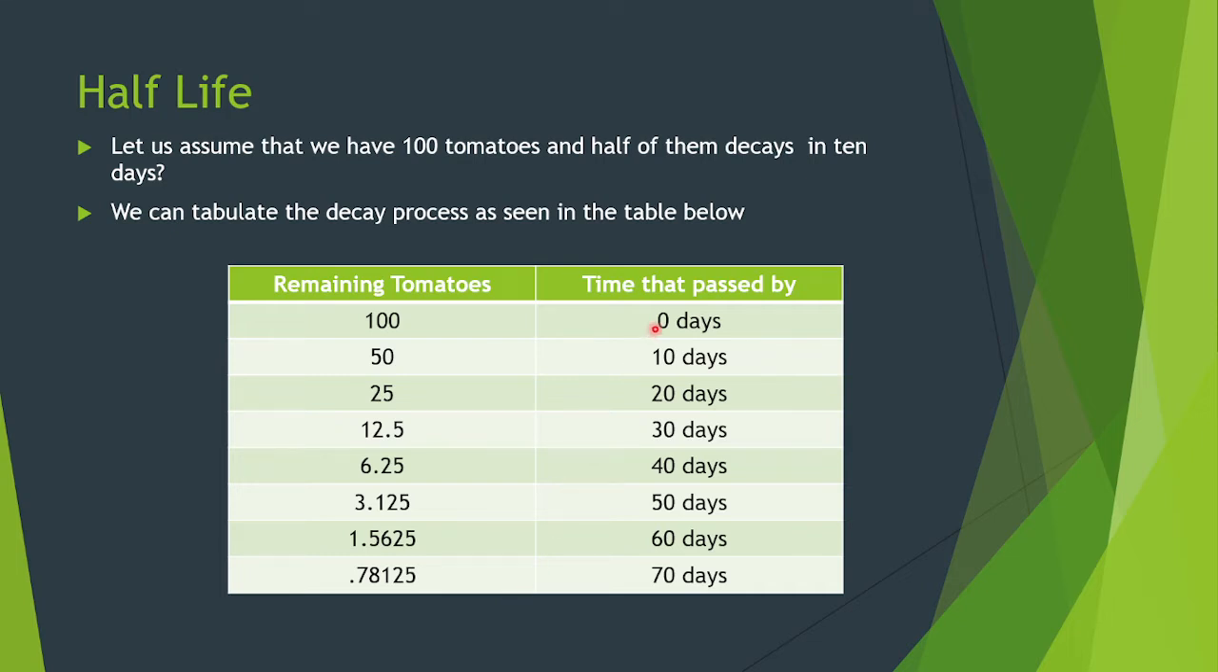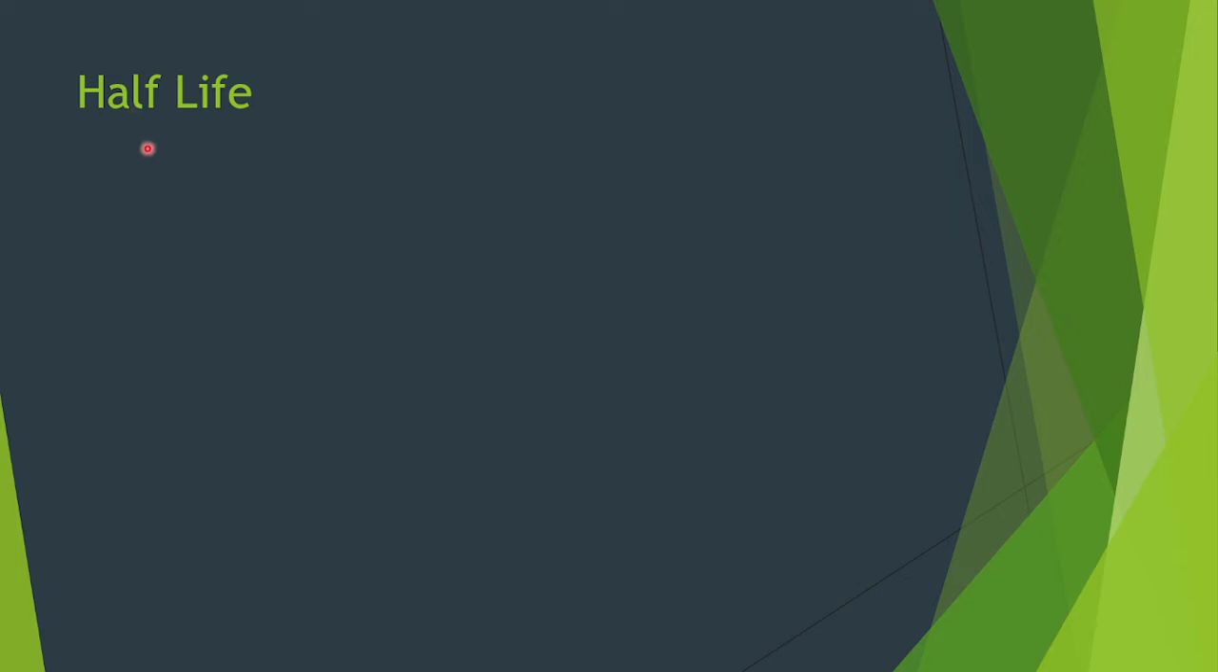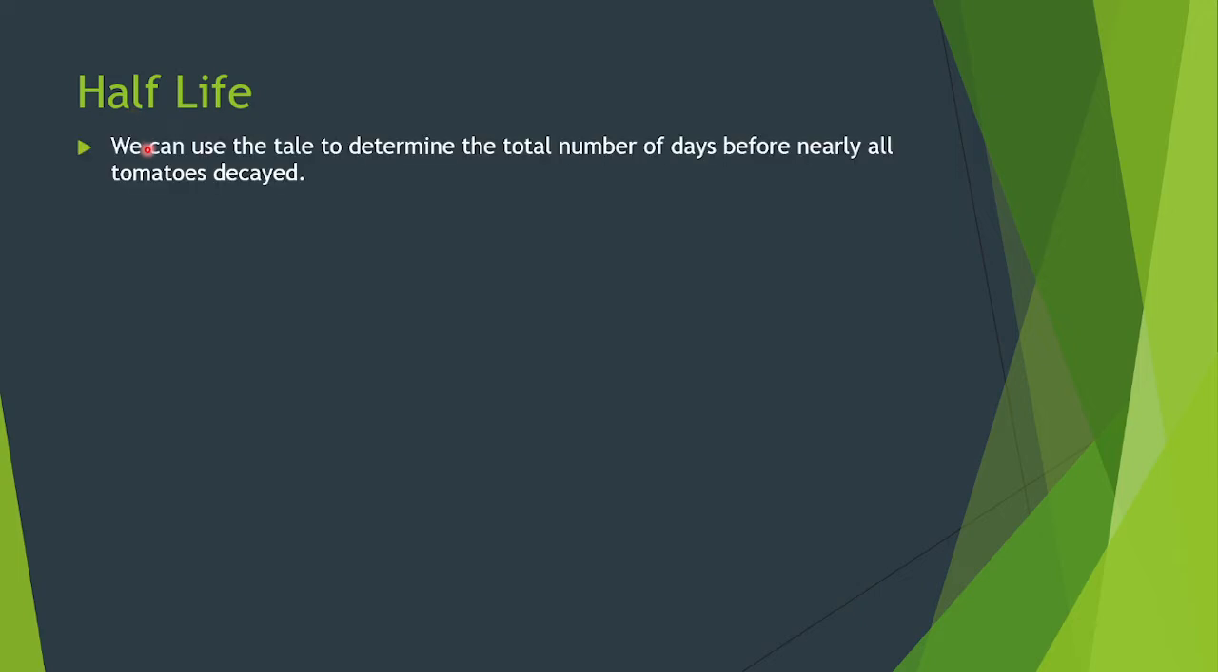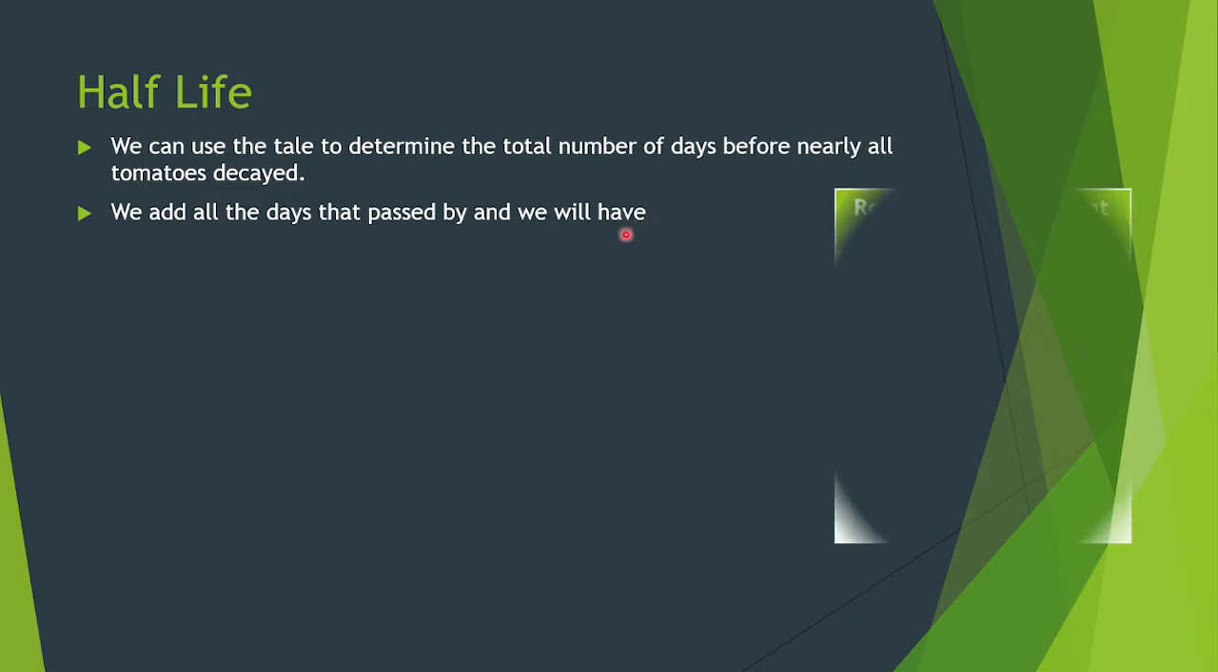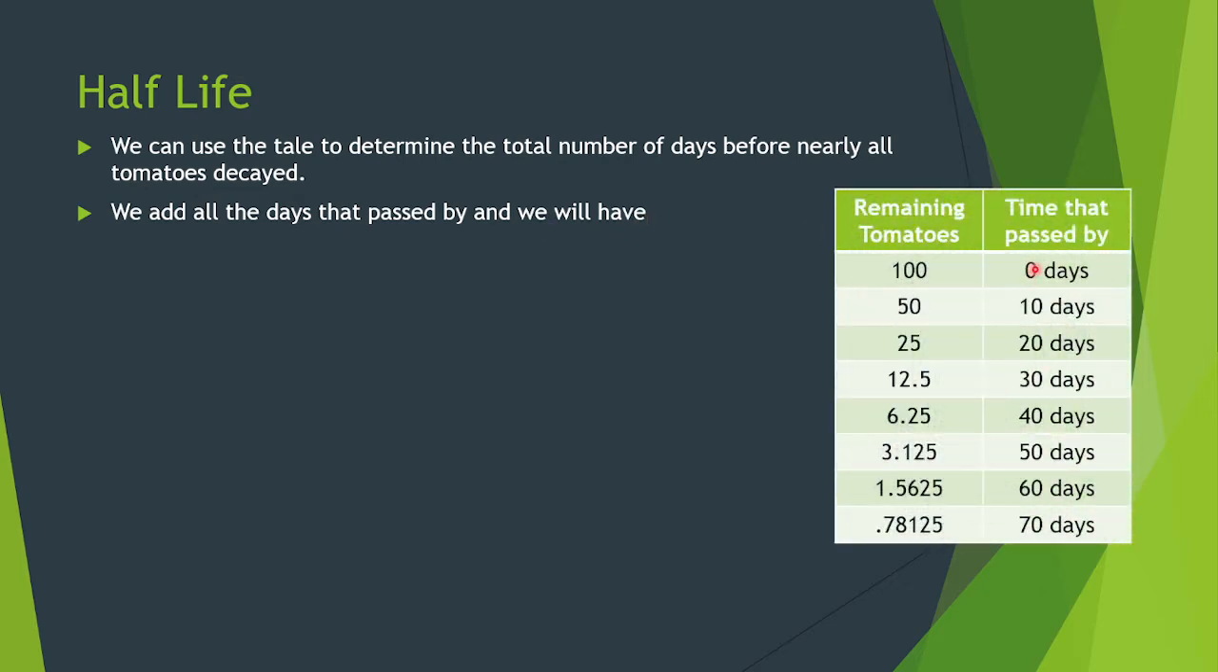You will see that as time passes, every 10 days, the amount is halved. That's why we call it half-life. We can use the table to determine the total number of days before nearly all tomatoes decayed. So how do we do that? We add all the days that passed by: 0 days, 10 days, 20 days, 30 days, and so on and so forth.